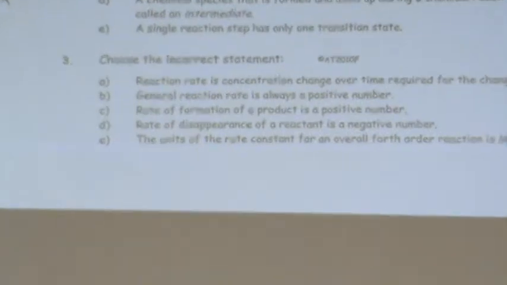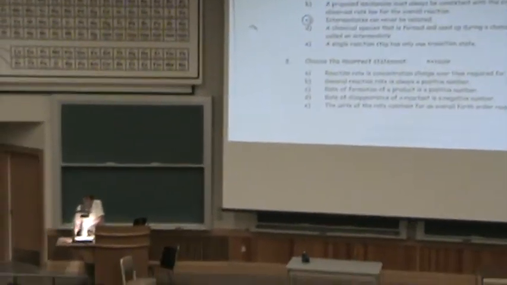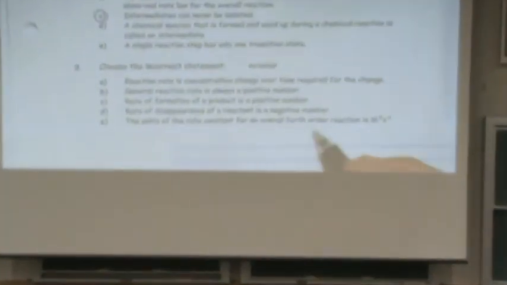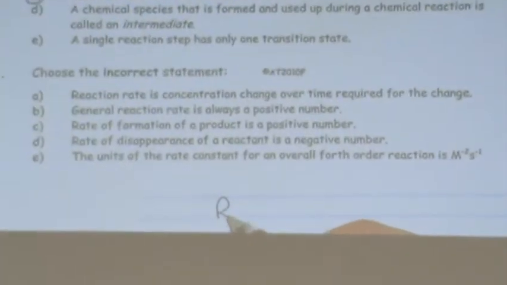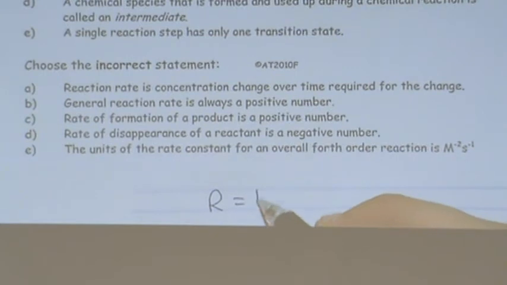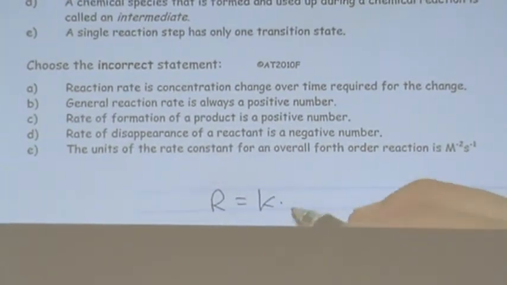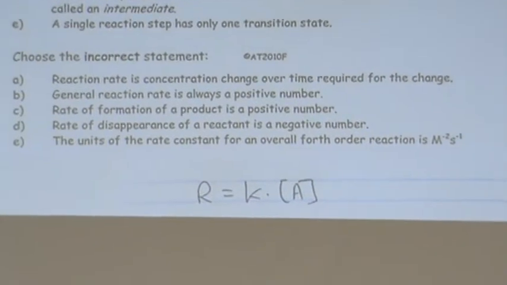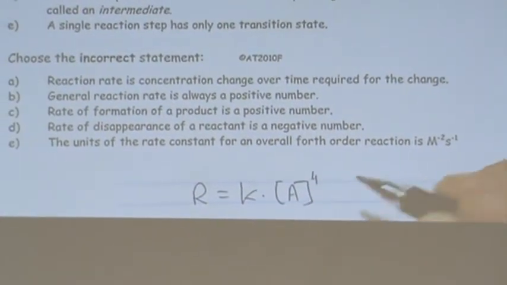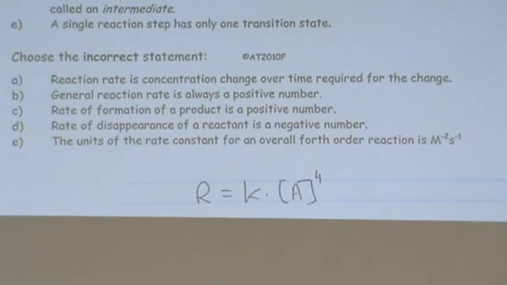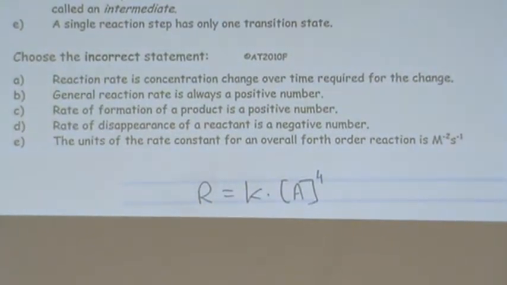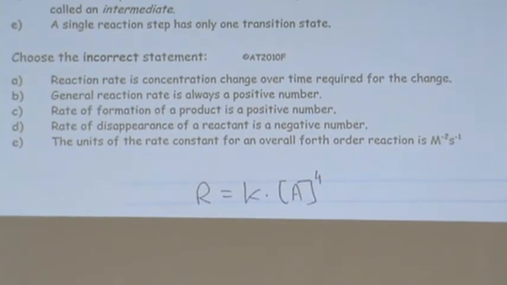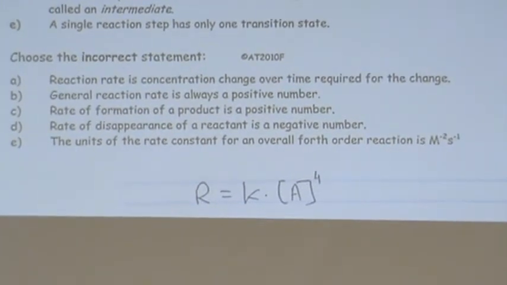Okay, so let's work it out. The units of the rate constant. We have a fourth order rate. That means if there is a reactant, let's say A, it's going to be to the fourth. It doesn't have to be just A. It could be A, B, C, D, or A squared, B, C, or A cubed, B. It doesn't matter. The overall order is 4. That's what matters.